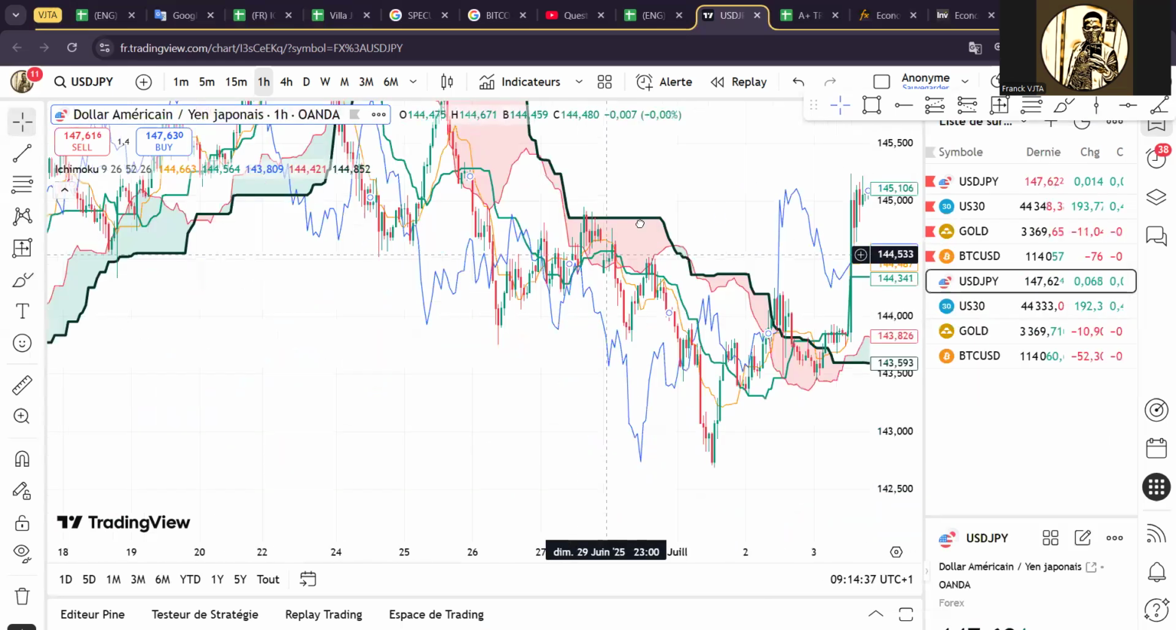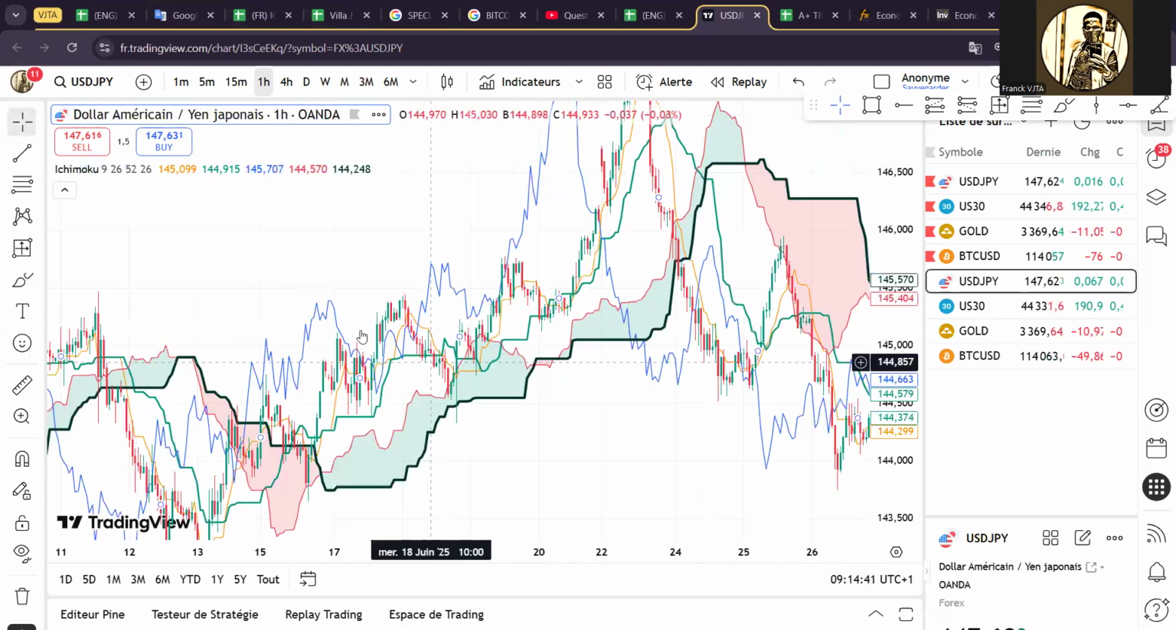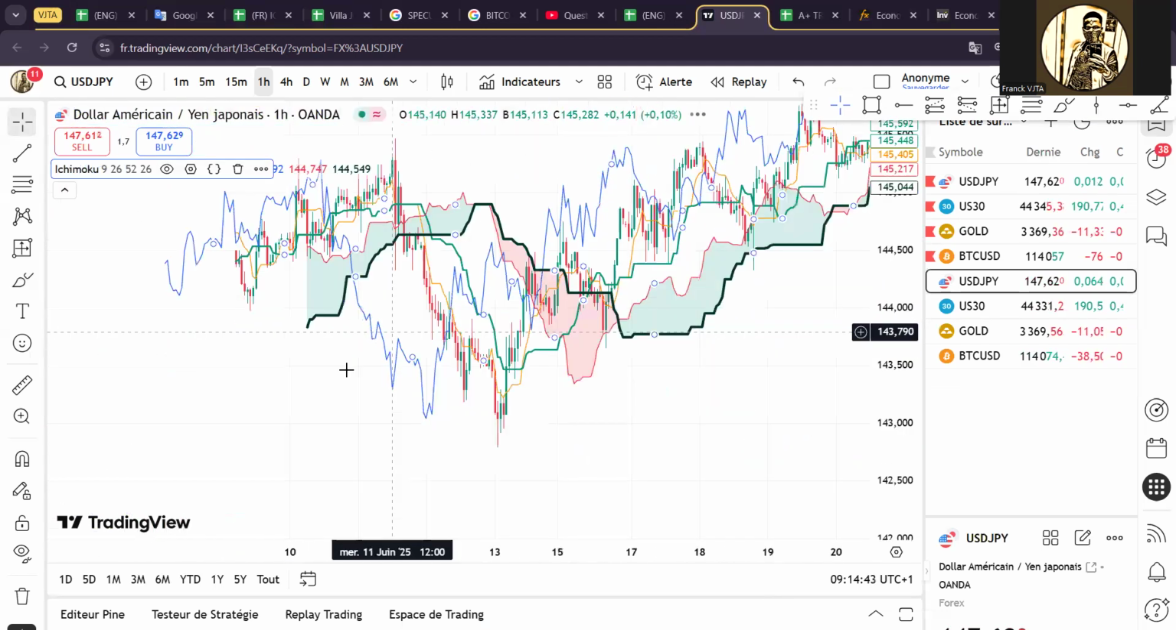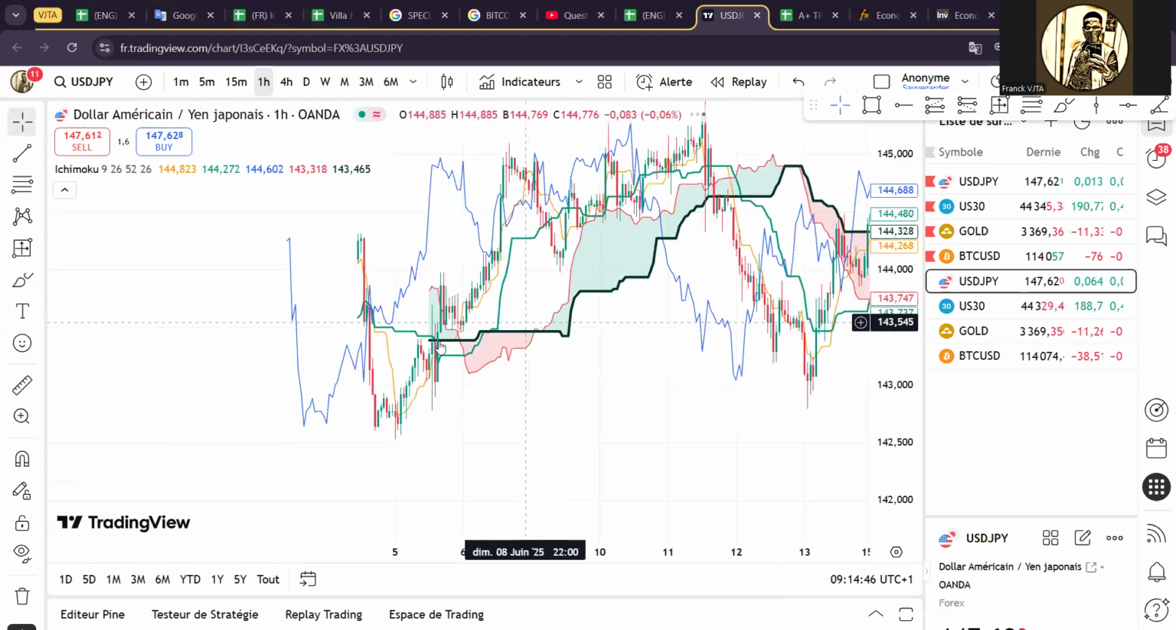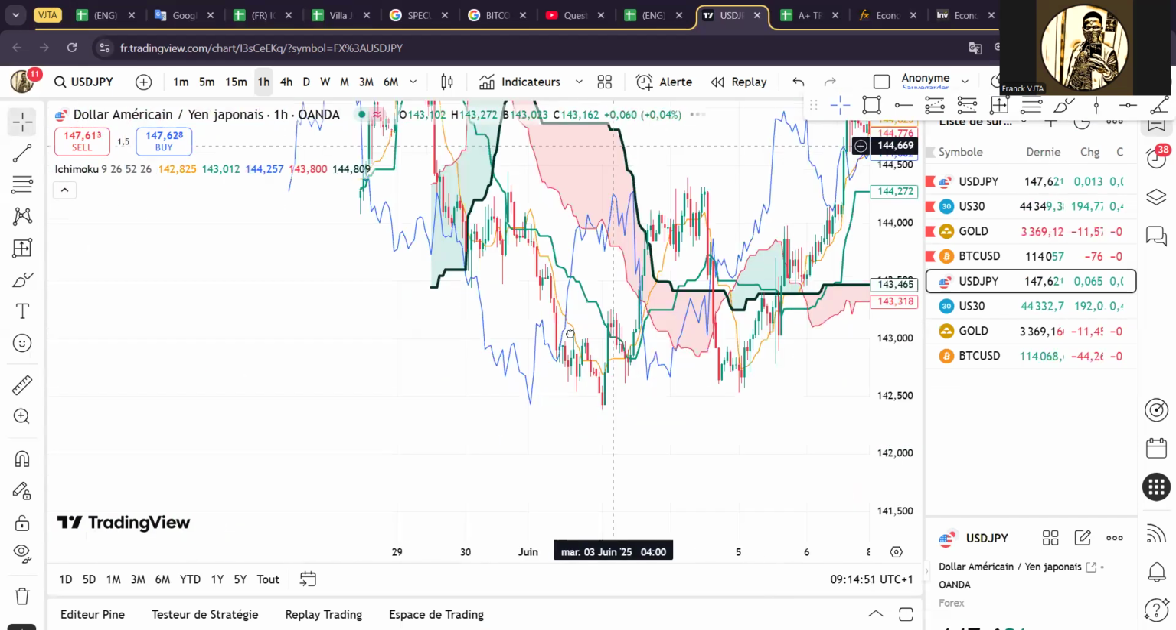Okay. You will see that each time you have a KSB cross, the trend is just going to the upside. Even though this one did not work, most of the time it does.